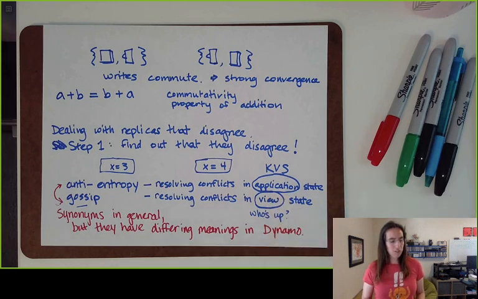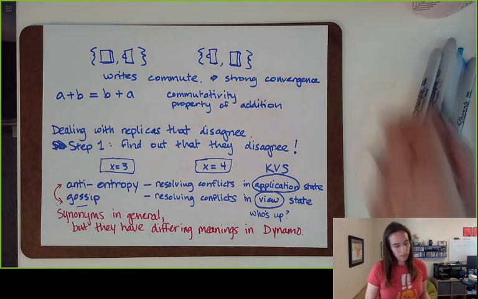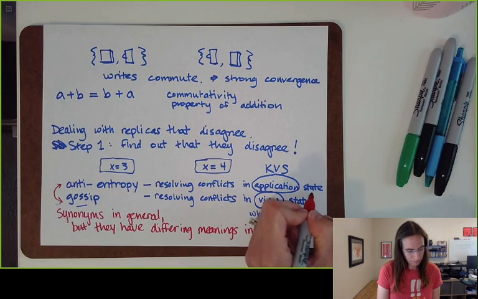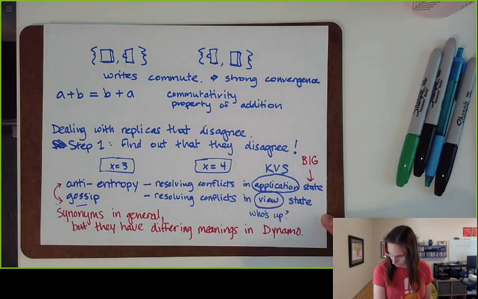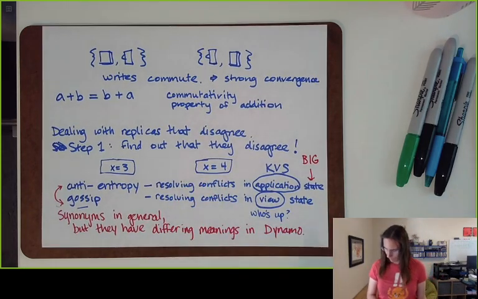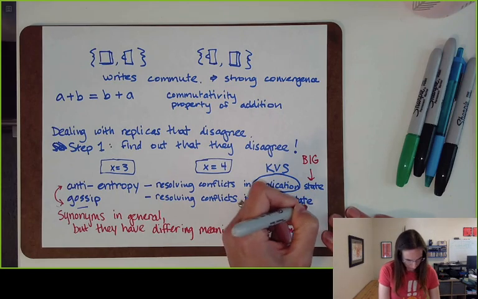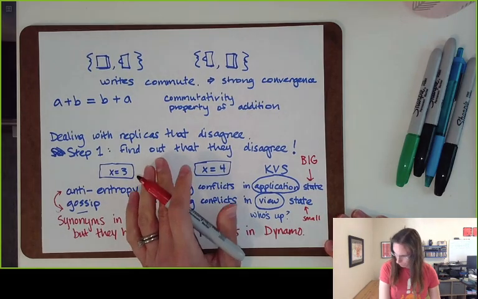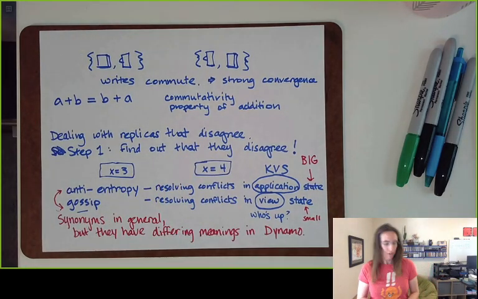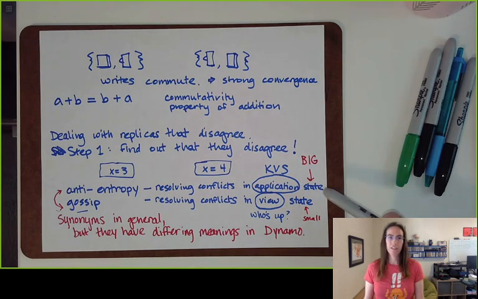But what about application state? Well, how many key value pairs are you talking about, right? How many key value pairs could you have on a particular replica? You could have a whole lot, couldn't you? So in the case of application state, the amount of state that you're talking about could be much, much larger. With view state, you essentially just have a list of some relatively small number of nodes. But for application state, you could have a lot of key value pairs.